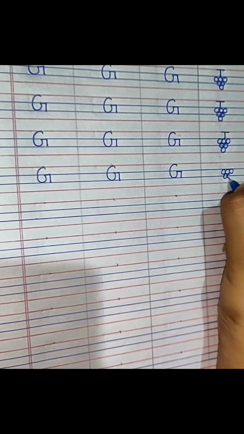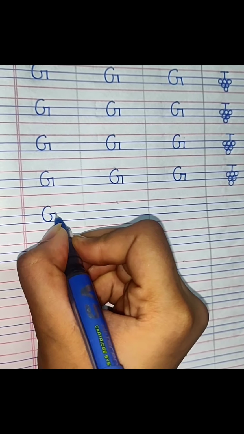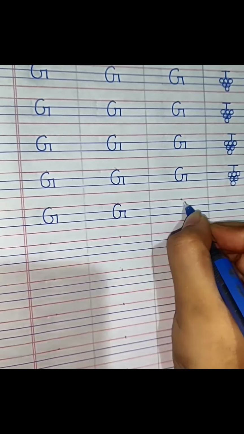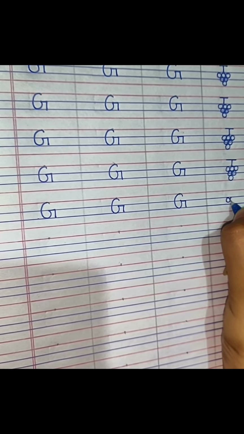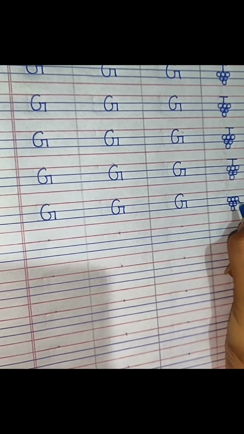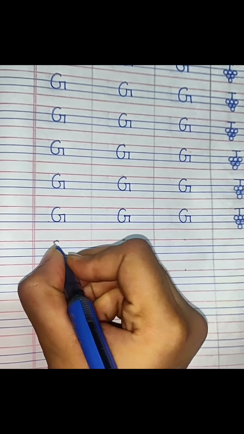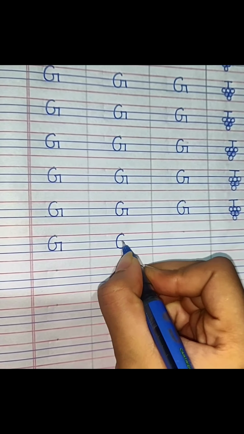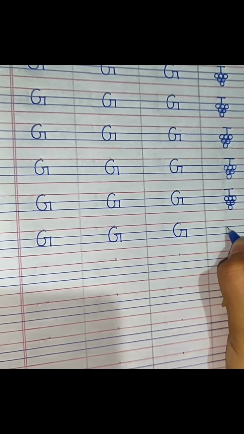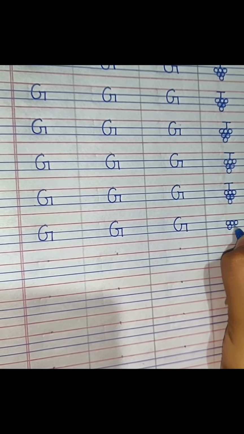Stick the 2 circles in between those 3 circles. Repeat with 1 single circle at the end. Now go to the top, make a standing line and sleeping line. There you are. Your delicious juicy grapes are ready. G says G, G, G, grapes.